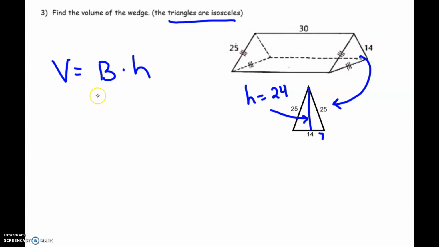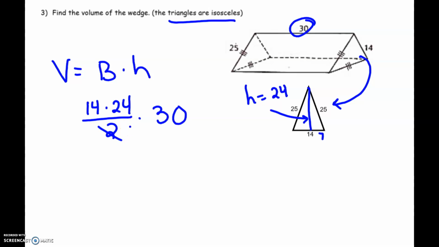So back here, to find the area of my triangular base, I'm going to do 14 times 24 divided by 2, because it's a triangle, and the height of our prism is 30. So I can do some canceling, cancel out the 2 at the 30, multiply 14 times 24 times 15 on my calculator, and I end up with 5,040 cubic units.